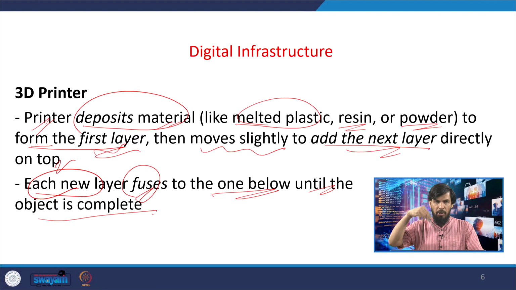That fusion will keep on happening. Those small thin layers are there and we keep on depositing layer after layer, and eventually it will fuse because of the material and the heating and other things that the 3D printer would be doing, until the object is complete. So this is how a 3D printer works.